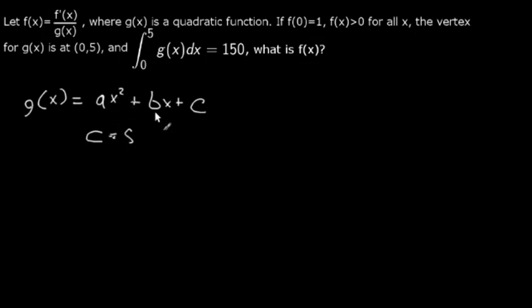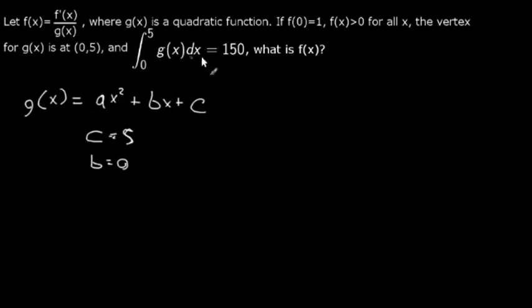And we also know, since the vertex is at 0, that the axis of symmetry is at 0, which means that b is equal to 0. Because if the b value is different, then it would actually move a little bit horizontally. But since it doesn't move horizontally at all, it only moves vertically, there is no b value. And so we now know it's just going to be ax squared plus 5 for g of x, but we still don't know what a is.